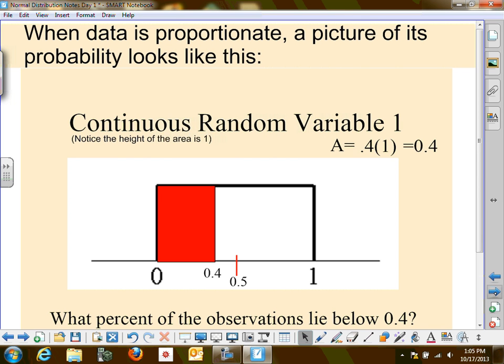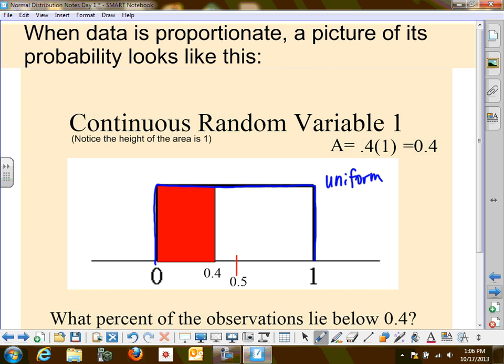So the first thing, and you guys have got the slides there in your notes, the first thing that I want to take a look at is data that is proportionate, and the proportionate probability where everything is the same frequency would look like this. Remember that this data going straight across is uniform. You remember that word uniform?